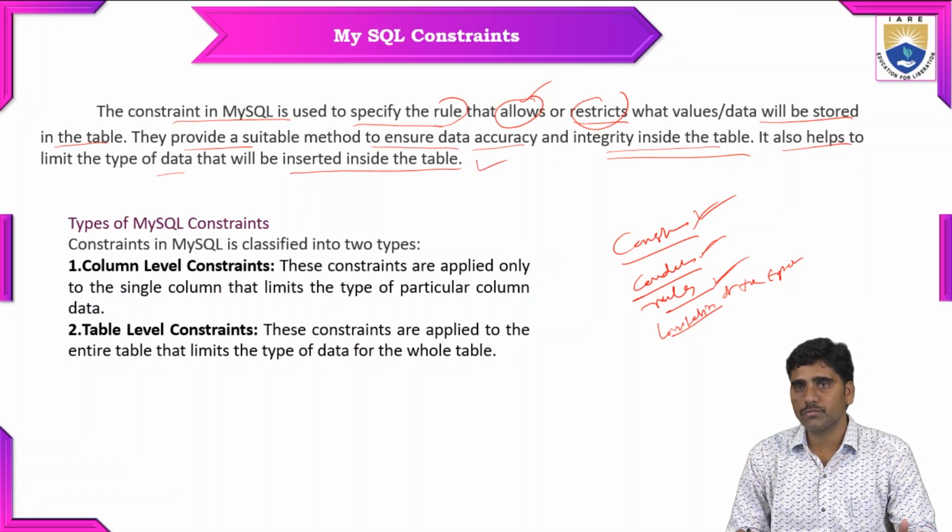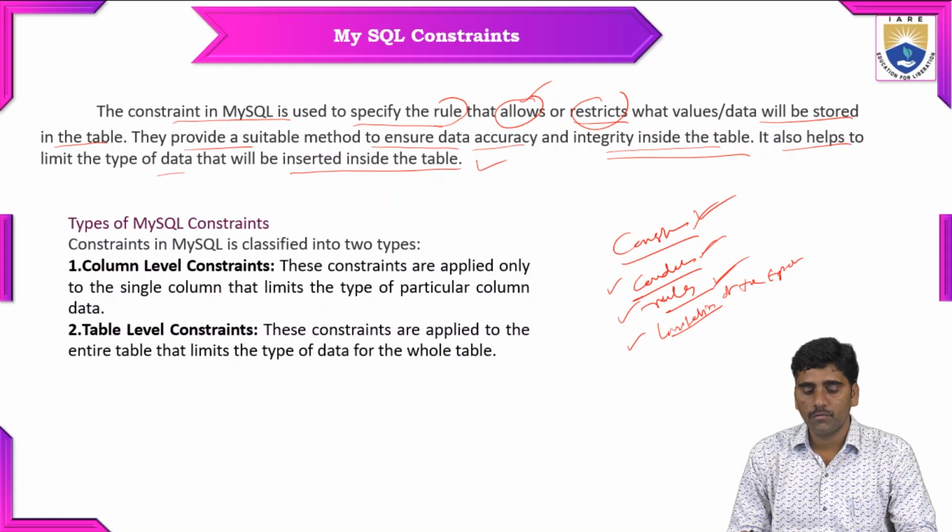So we use constraints to apply conditions and rules, to allow or restrict the values or data that will be stored in the table, and that will apply to the limits of the table also. To do all this, the constraints have to be applied.